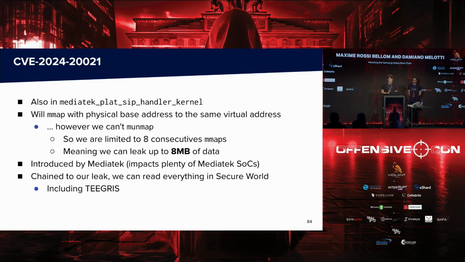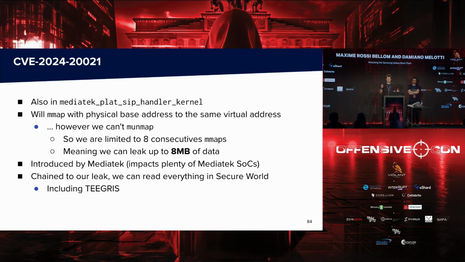So another, I guess, SMC handler that is doing something that is not supposed to, also reachable from the kernel. We can memory map any address, only up to 8 megabytes though, because we can't unmap. So if we map too much, we end up crashing and having an unstable system. But this is already quite a bit of data that we can map.